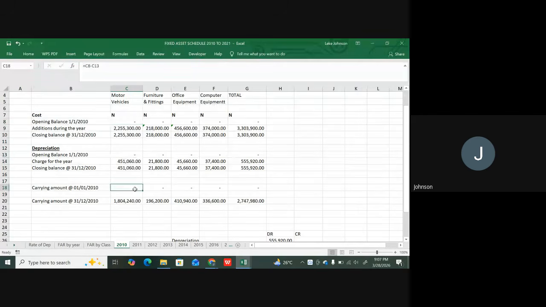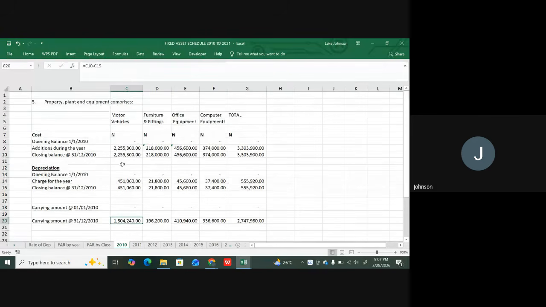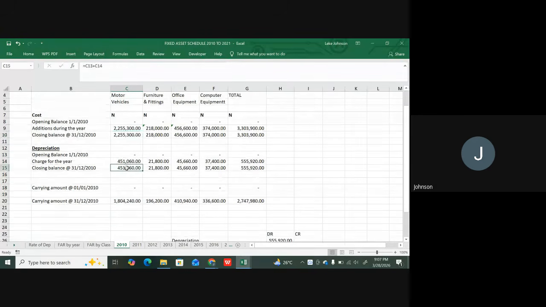As well, we also want to do the same for the end of the year. We now say our total at the end of year minus our total accumulated depreciation at the end of year in order for us to get what the difference is. So we're going to be getting our carrying amount as at the beginning of the year. We're also going to get our carrying amount as at the end of the year.